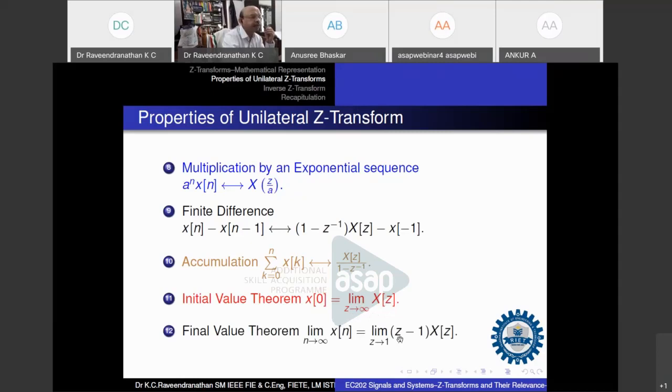This is something similar to what is there in the case of Laplace transform also, initial value theorem and final value theorem. In the final value theorem, the final value of x of n as n tends to infinity, or x of infinity, is equal to the limiting value of z minus 1 multiplied by x of z, substituting z equal to 1.